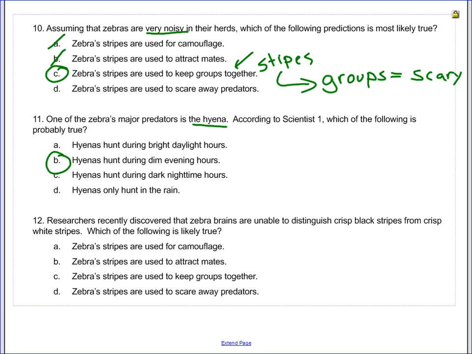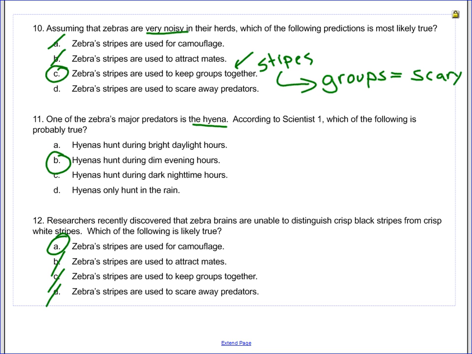Last but not least, researchers recently discovered that zebra brains are unable to distinguish crisp black stripes from crisp white stripes. Which of the following is likely true? This new data completely eliminates scientist 2's entire theory. Scientist 2 is saying that the reason that they have stripes is because it stimulates their brain. If their brains can't determine that, well then we must know that keeping the groups together isn't true. We already know that zebra stripes don't scare away predators, and nobody says anything about attracting mates. So this new information supports scientist 1's idea.